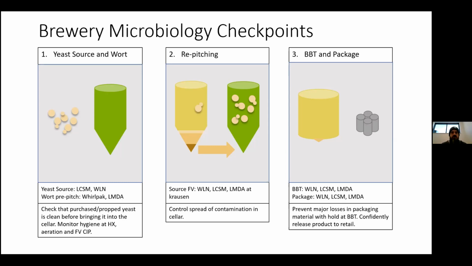So for that reason, I don't think you can sample too much. It's just a matter of how much time and resources you want to put into this sort of thing. LCSM and WLN, I think, are the critical ones for the incoming samples. During fermentation or repitching, again, WLN just to confirm that you still do have a pure culture, LCSM to make sure you're not introducing diastatic yeast, and LMDA to just make sure there's no bacteria. And a similar setup for the bright tank and packaging.